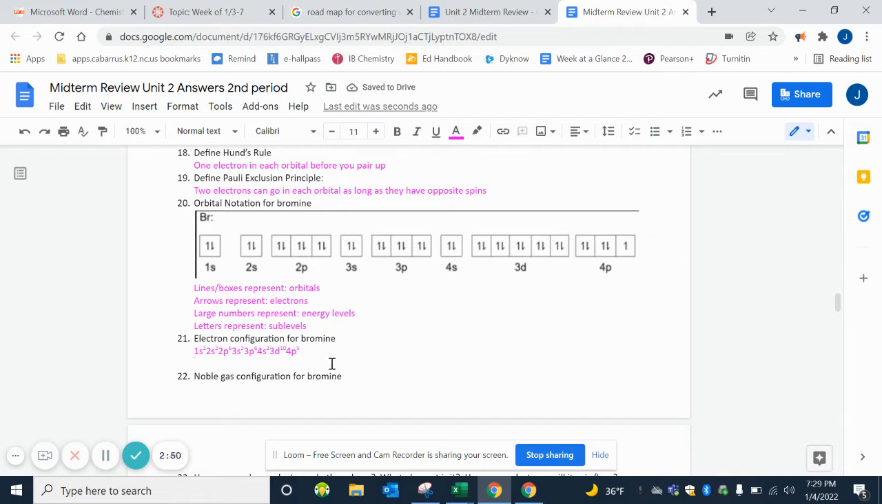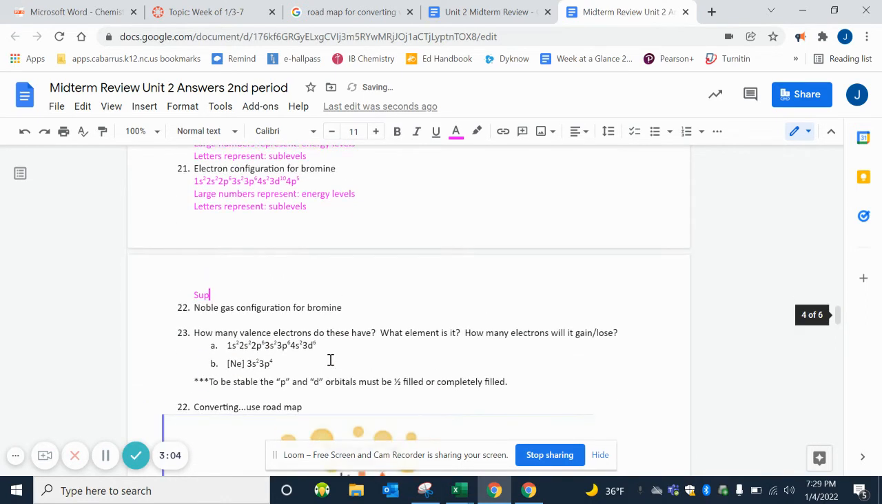So here, the large numbers still represent the energy levels. The letters still represent the sublevels. And the superscripts, or exponents, represent the electrons.